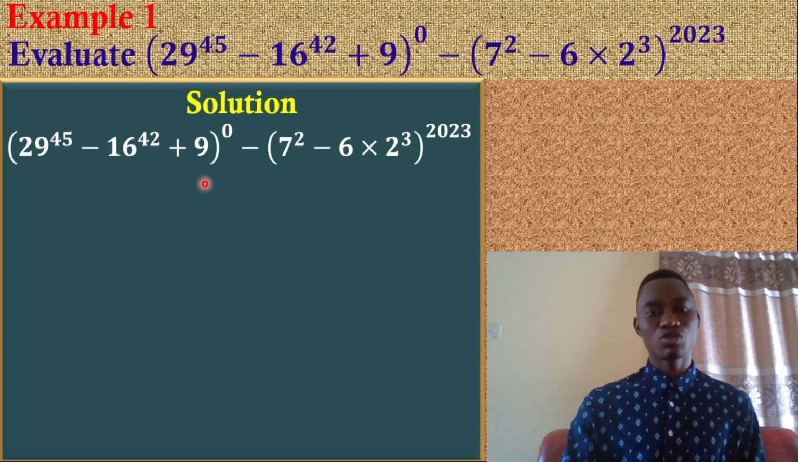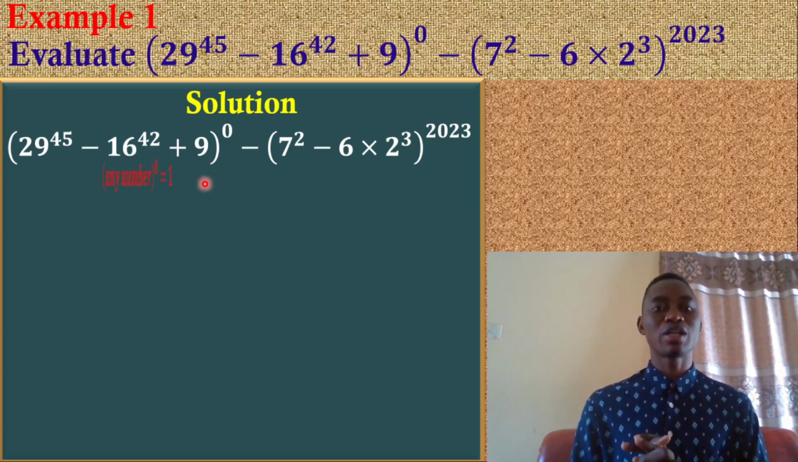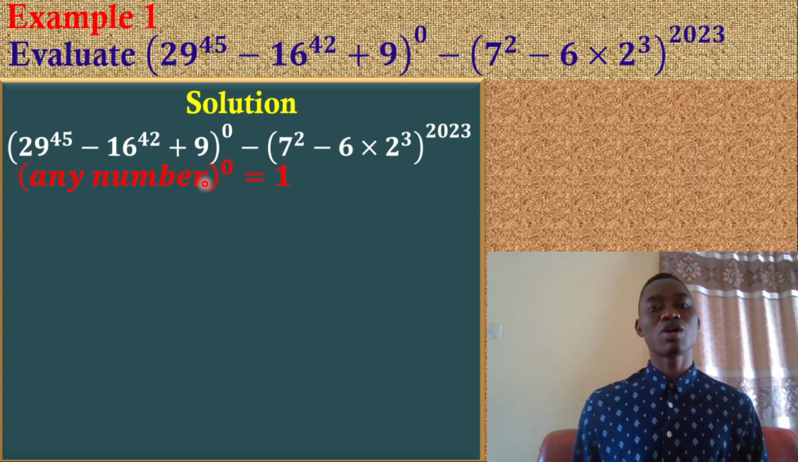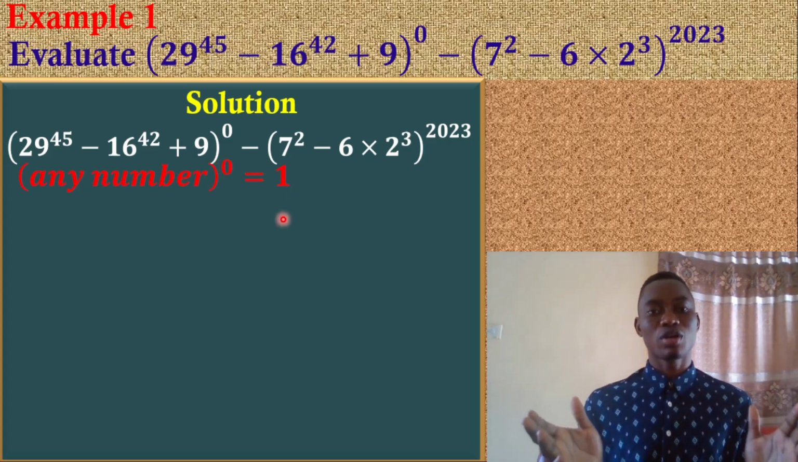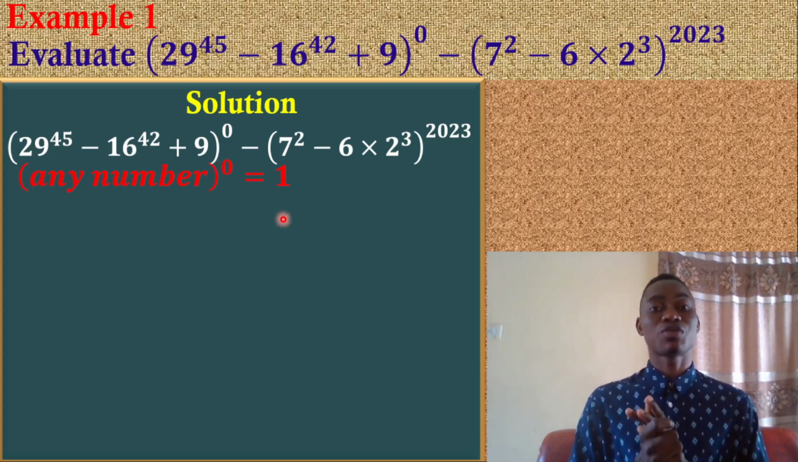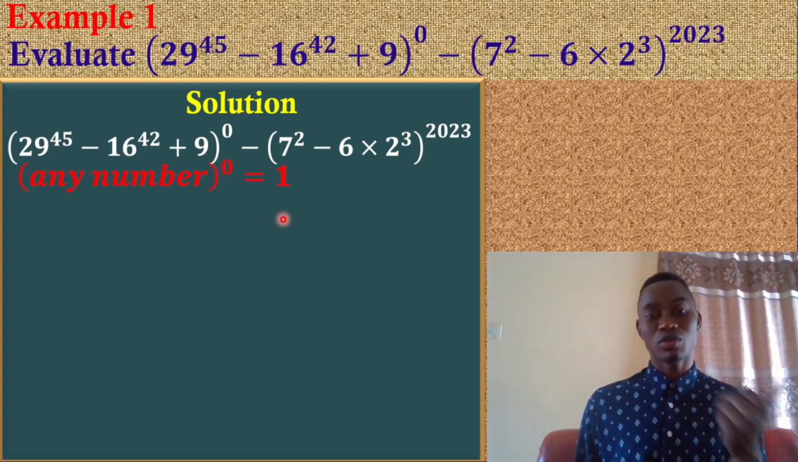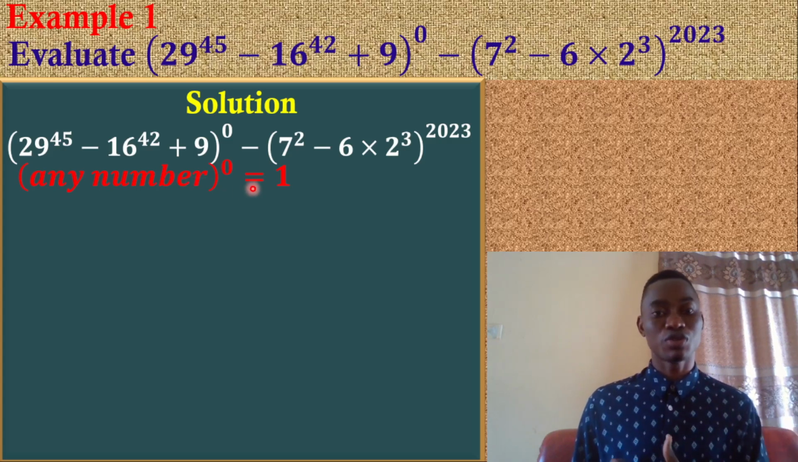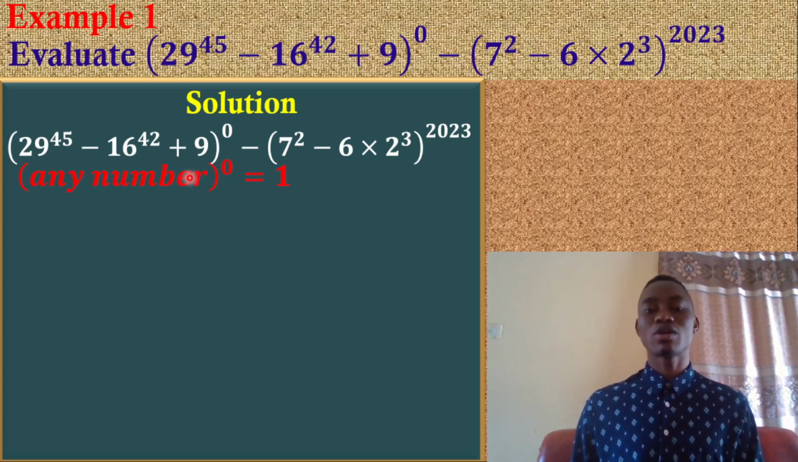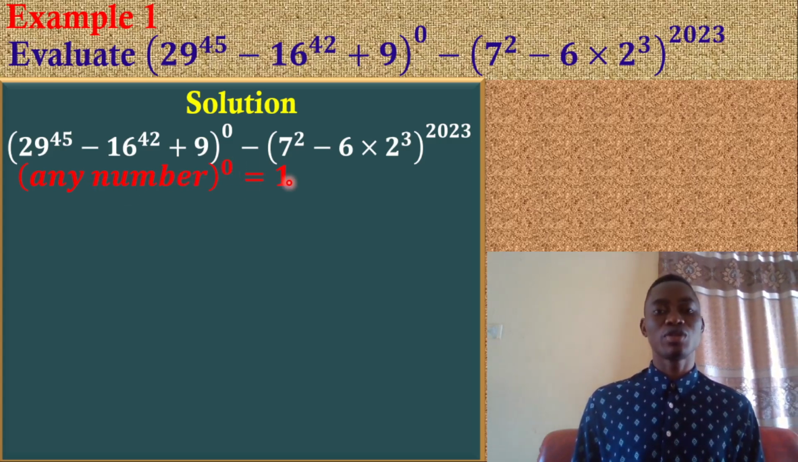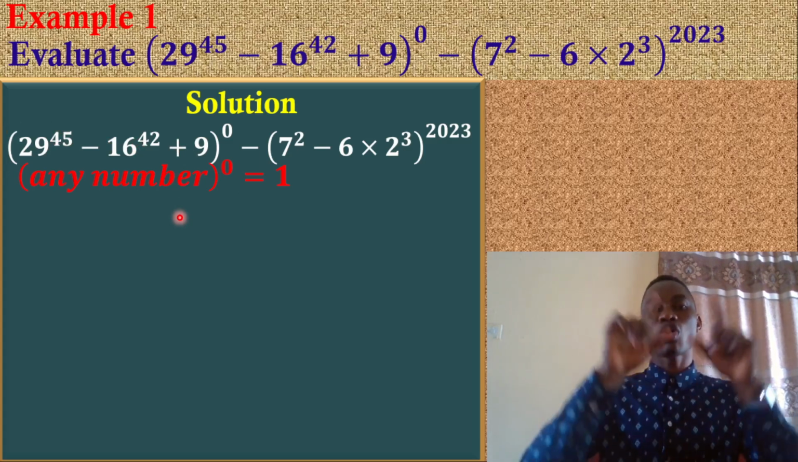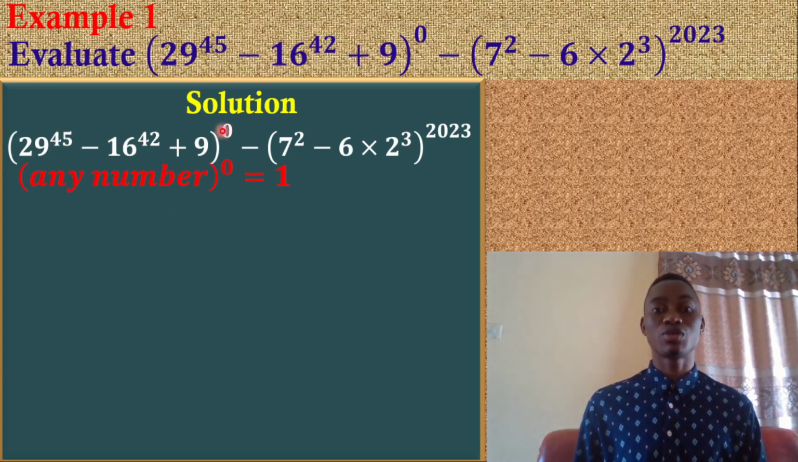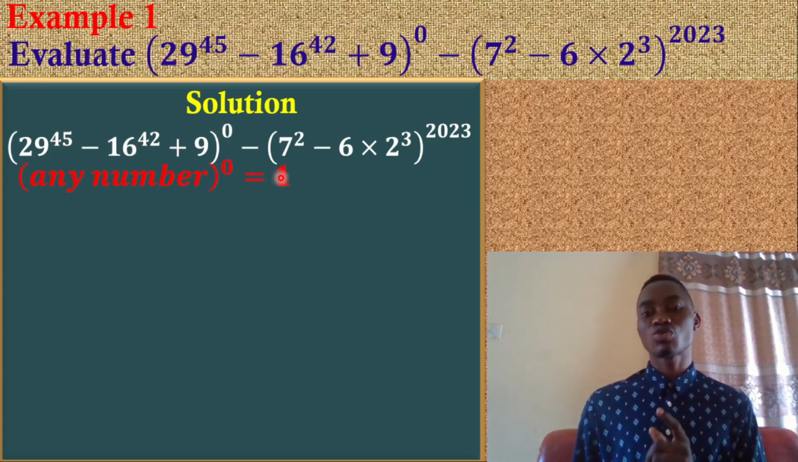In mathematics, you believe with me that any number raised to the power of 0 is 1. It is not a new thing. However, if you are hearing this for the first time, congratulations, it's good news for you. So any number at all raised to the power of 0 is 1, even if it is an expression like this one. Any expression raised to the power of 0 always returns 1.